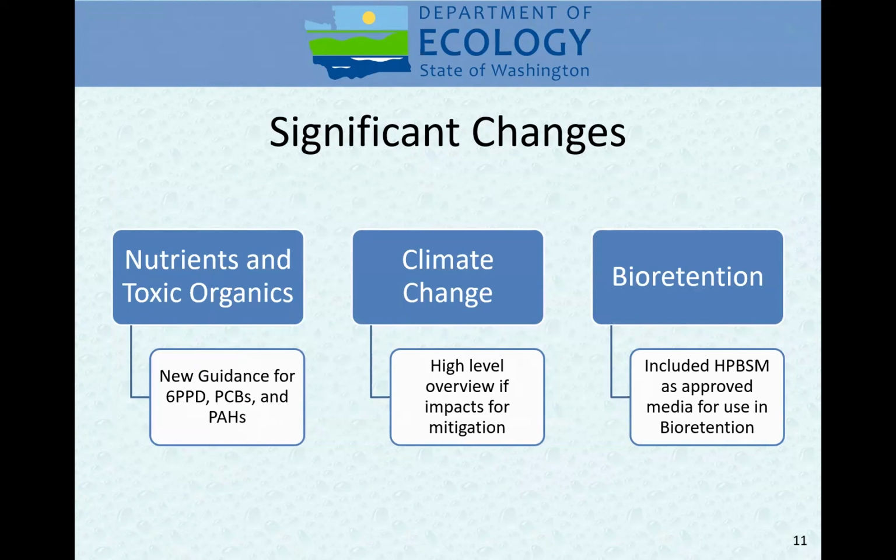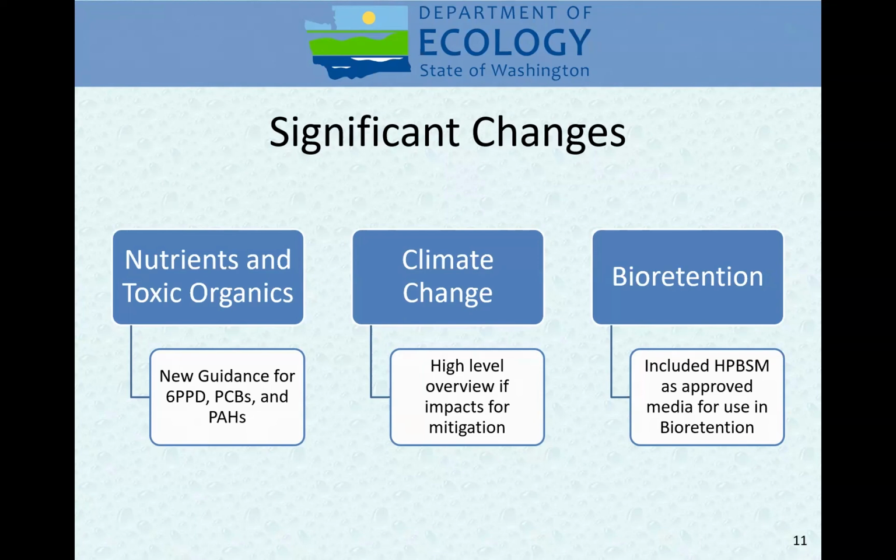We have not produced new BMPs for nutrients and toxic organics, but we know they're out there and we are working on them. We're working on guidance. And so we've got discussions of nutrients and toxic organics, such as 6-PPD, PCBs, PAHs, PAFs, PFAS, all those kinds of nasty organics that are out there. We are working on finding BMPs that can treat 6-PPD. We don't have any that we know of yet.